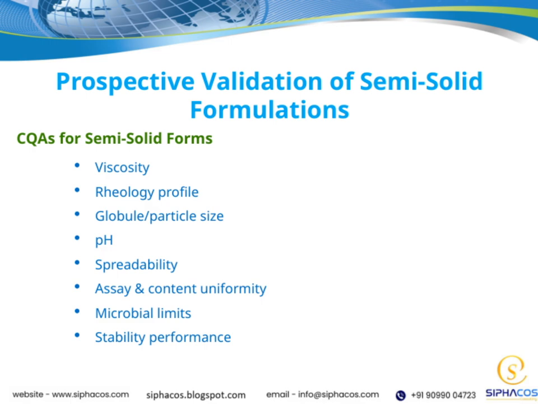These are all considered critical quality attributes, or CQAs, for semi-solid forms. Finally, when we think about prospective validation, it's about establishing robust processes that consistently produce products meeting these CQAs. Validation ensures that throughout manufacturing, from raw materials to finished product, we maintain quality standards. This comprehensive approach ultimately supports product efficacy, safety, and regulatory compliance.